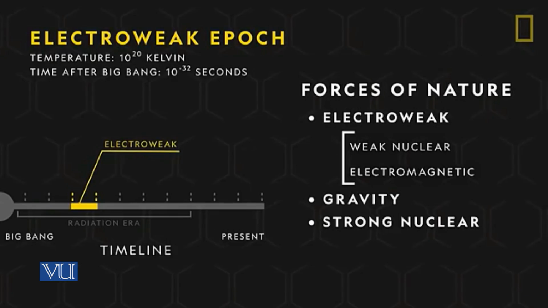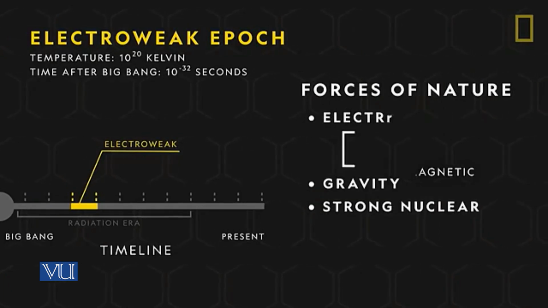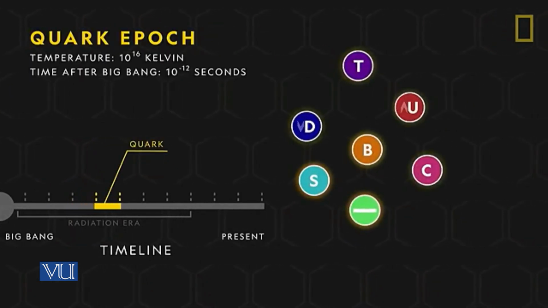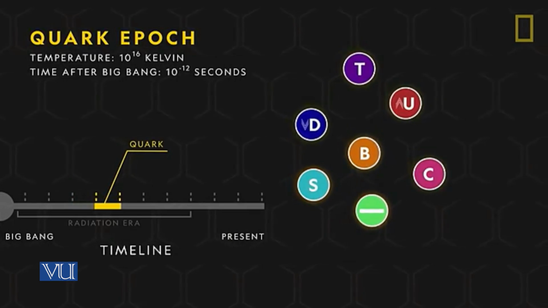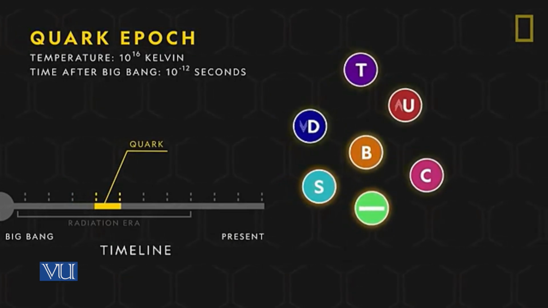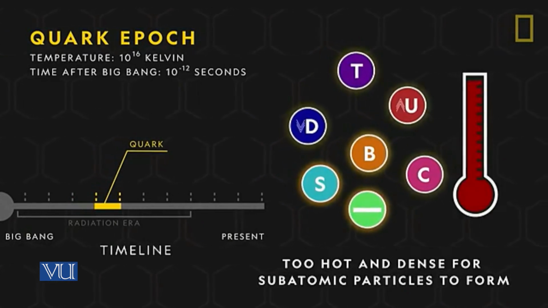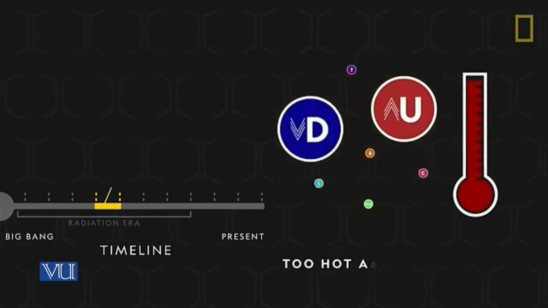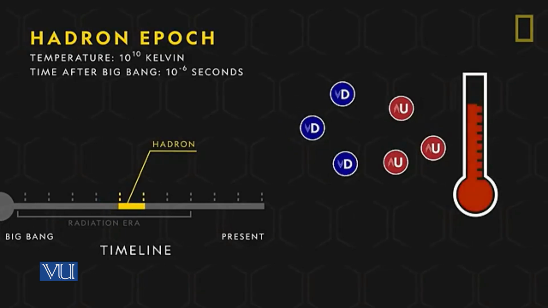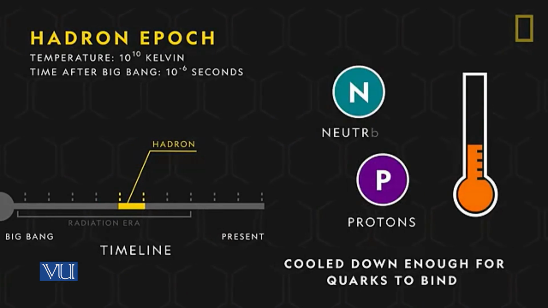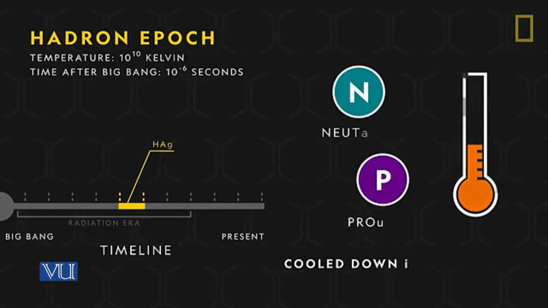Then came the electroweak epoch, when the last two forces, electromagnetic and weak, finally split off. During the next stage, the quark epoch, all of the universe's ingredients were present. However, the universe was still too hot and dense for subatomic particles to form. Then, in the hadron epoch, the universe cooled down enough for quarks to bind together and form protons and neutrons.